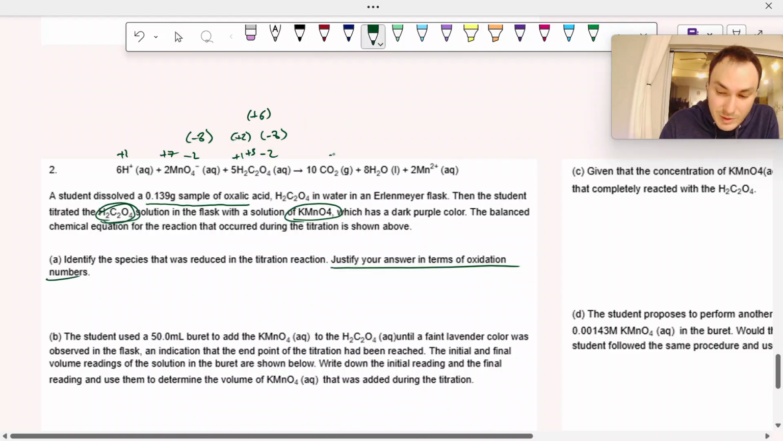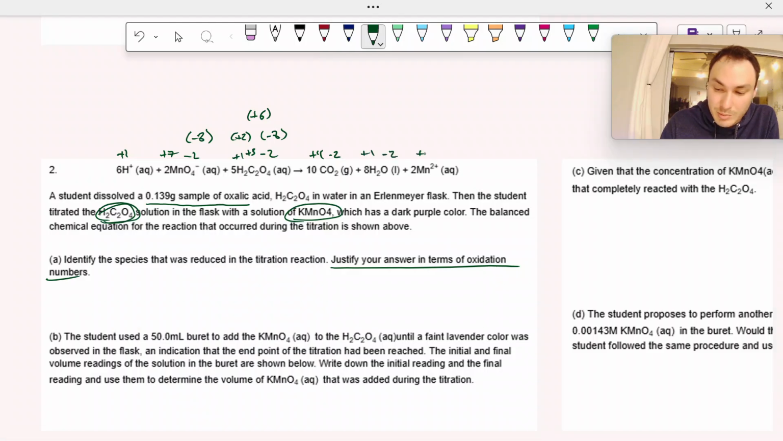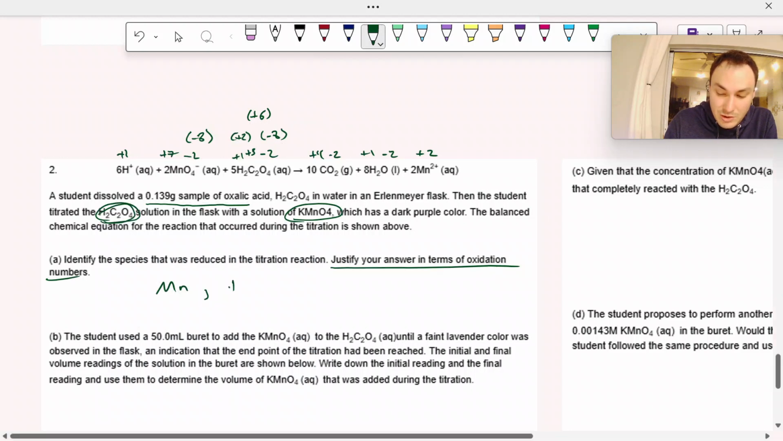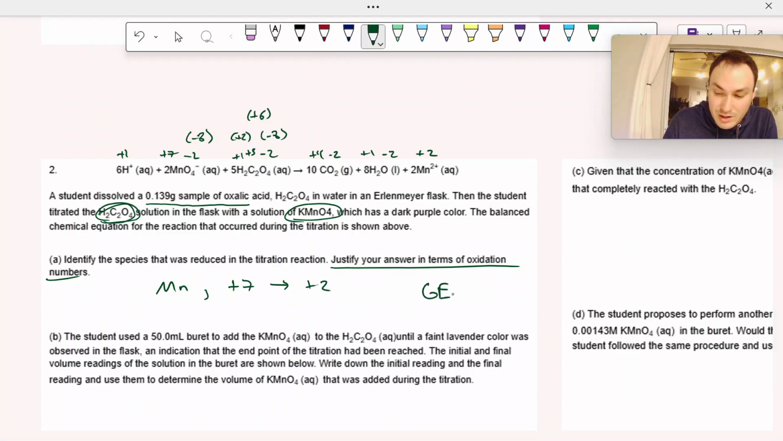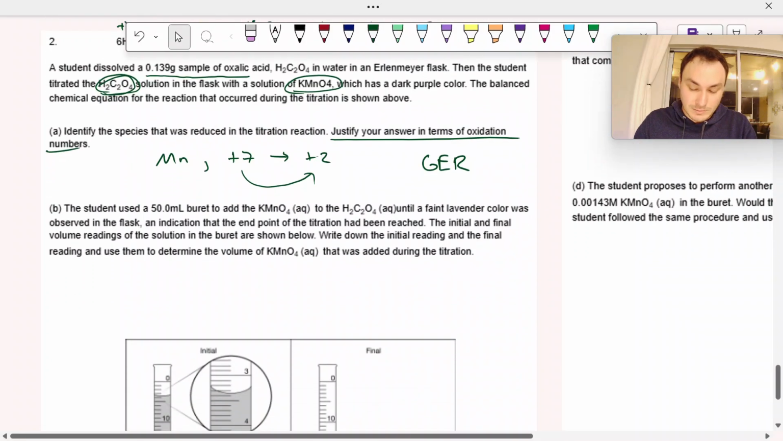In carbon dioxide, we have -2 for the oxygens and +4 for the carbon. We have -2 for the oxygen in water, +1 for hydrogen, and +2 for the manganese. So we're looking for something that gained electrons. It looks like manganese gained electrons because it went from an oxidation number of +7 to +2. Gain electrons, reduced, because we're looking for the thing that's reduced. That's the GR in LEO says GER. And +7 to +2, we went down in charge, which means we took in more electrons.